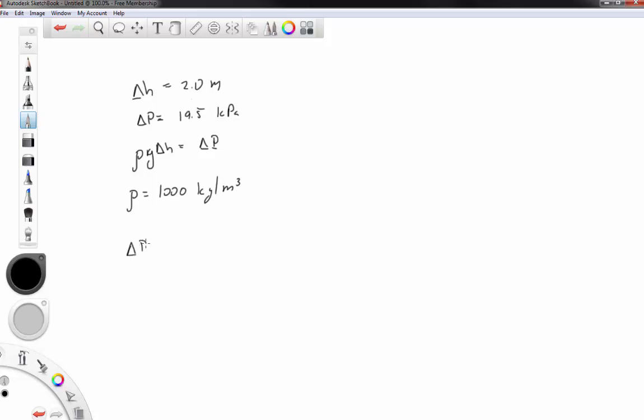So the expected change in pressure here should be 1,000 kilograms per meter cubed times 9.80 meters per second squared times a change in height of 2.0 meters. And so this gives us an expected pressure change of 19,600 newtons per meter squared, which is the same thing as 19.6 kilopascals. And that is indeed the pressure change that we observed in the simulation.